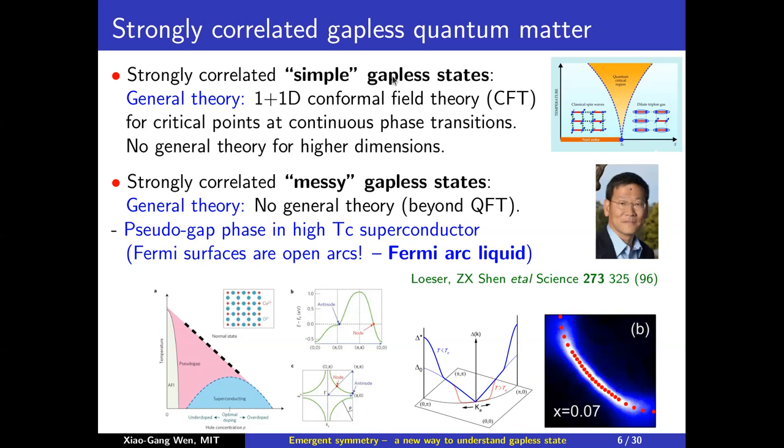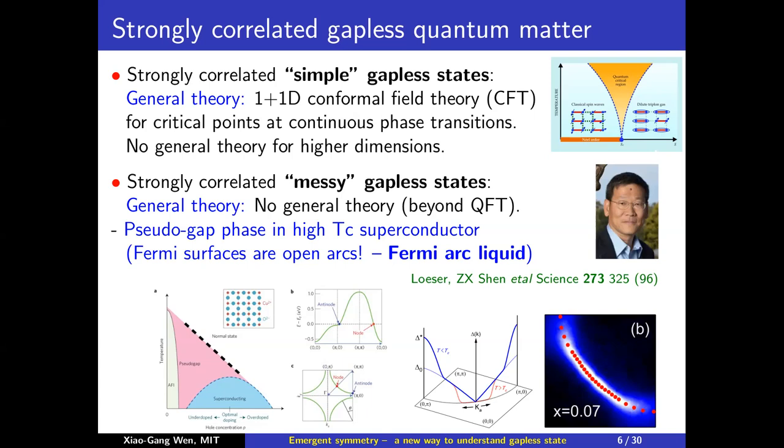But when it's strongly correlated, we have something more challenging: this gapless state of matter may not have a well-defined quasi-particle. So if using field theory to describe it, you don't know which field to choose because there's no well-defined quasi-particle. In 1+1 dimensions, we have conformal field theory. So even without a well-defined quasi-particle, you can still have a systematic theory to describe those gapless critical points. However, for higher dimensions, we have trouble. We don't have a very systematic theory to describe all these critical points.